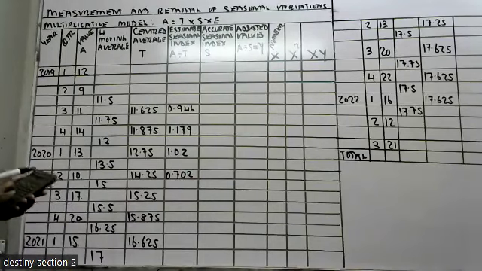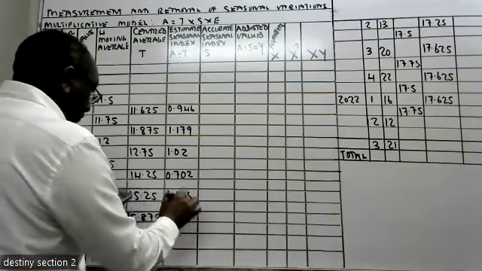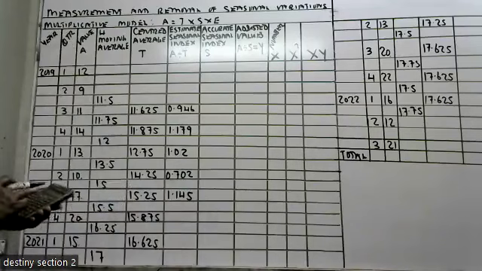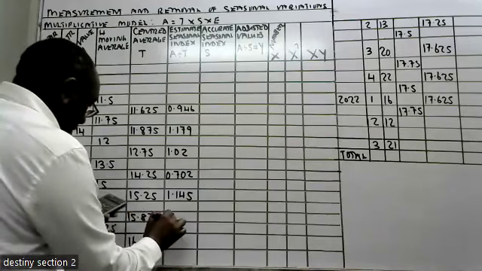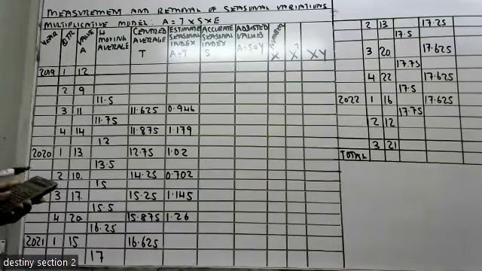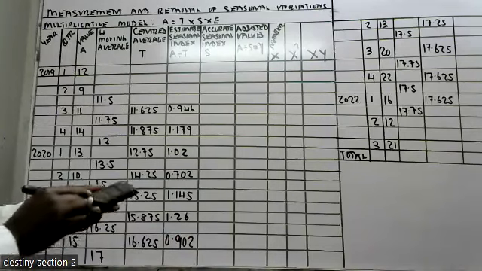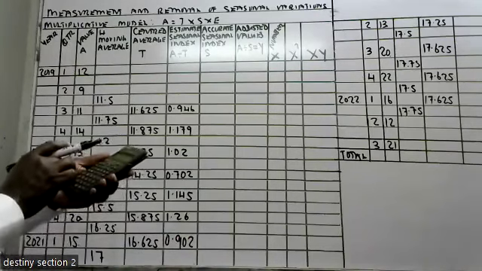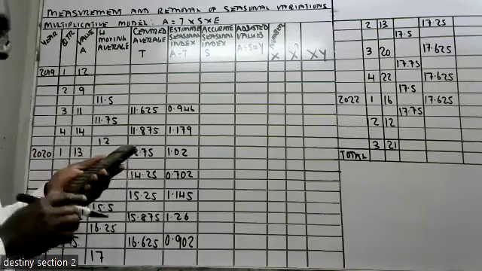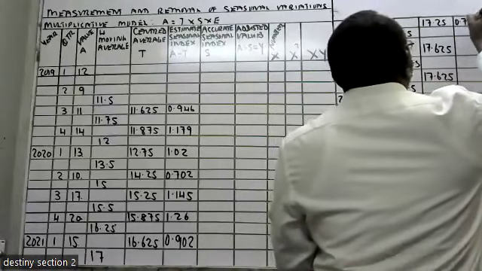17 divided by 15.25 is 1.145. 20 divided by 15.875 is 1.260. 15 divided by 16.625 is 0.902. 13 divided by 17.25 is 0.754.